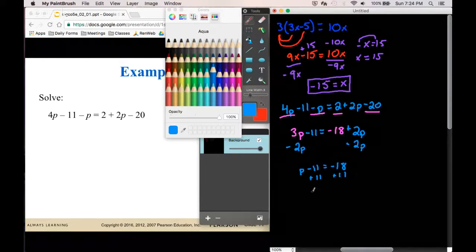And you would get p equals a negative 7.